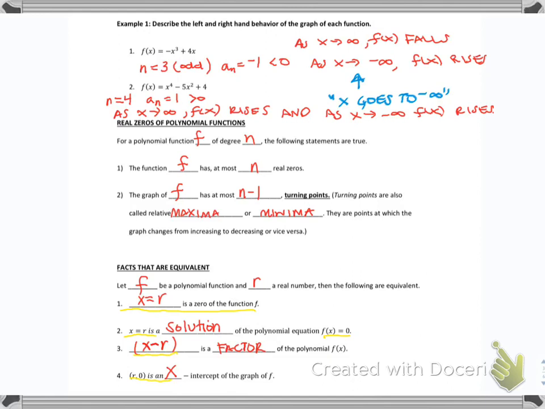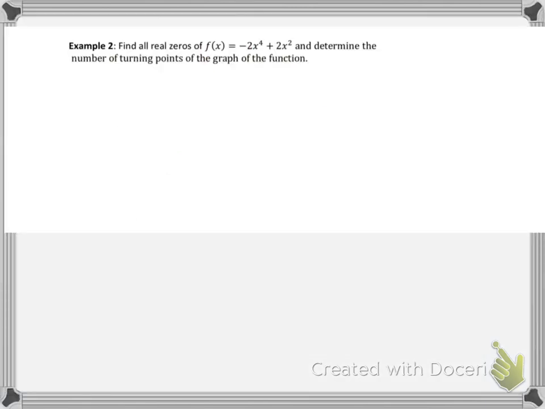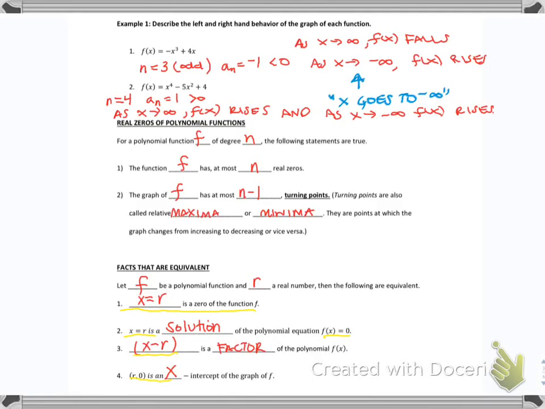Okay. So now let's find all the real zeros and determine the number of turning points of the graph of the function. Now recall in the earlier video, the graph of F has at most n minus 1 turning points. And turning points again are called your relative maximum or minimum, the points where the graph changes from increasing to decreasing.